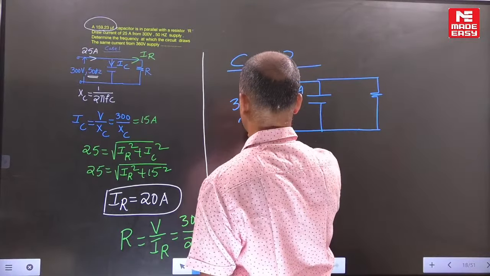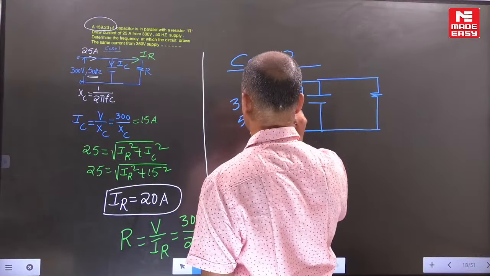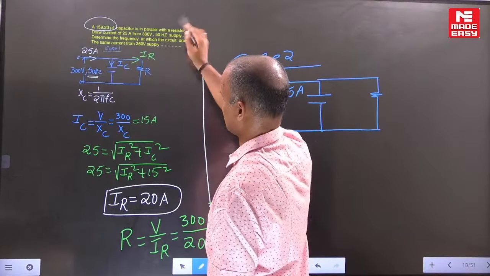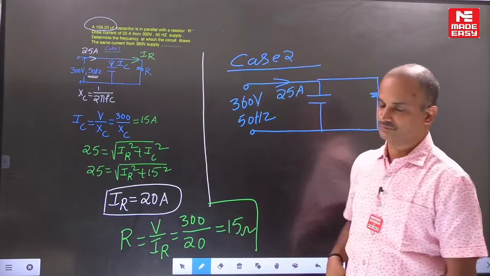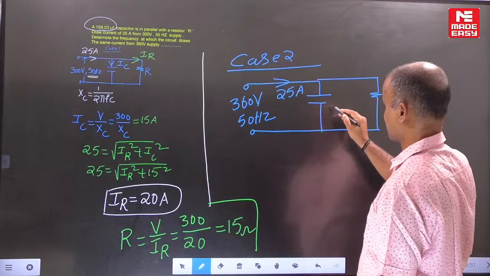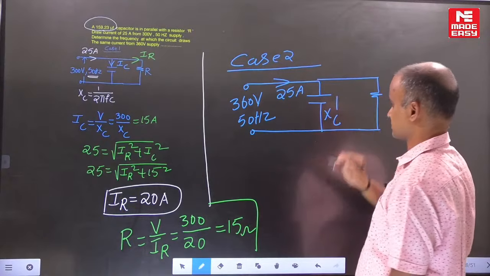Now in this example, what about the frequency? There is no modification of frequency. Frequency is also 50 Hz. Regarding frequency, no information is given, that's why the frequency is the same as the previous one. Now the current remains the same. Now again, can you find the new capacitive reactance? Let us name it XC dash.